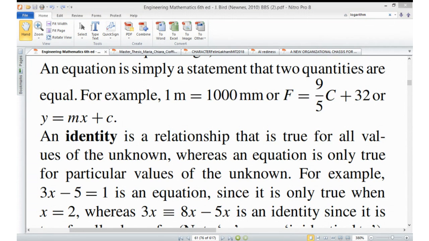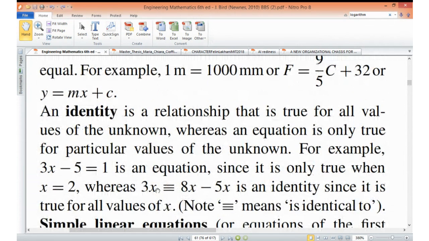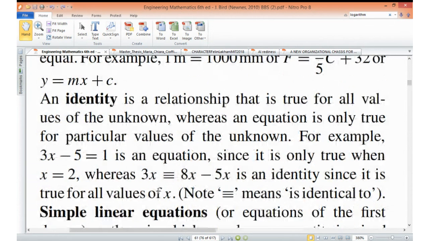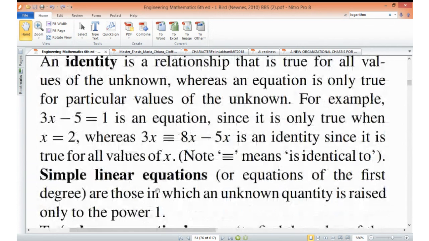Then we can say 3x is equal to 8x minus 5x. That we can call an identity, since it is true for all values of x. It's a range that you can plug in and be able to get your result. Then from there we have what we call the simple linear equations. That's where we derive our equations.